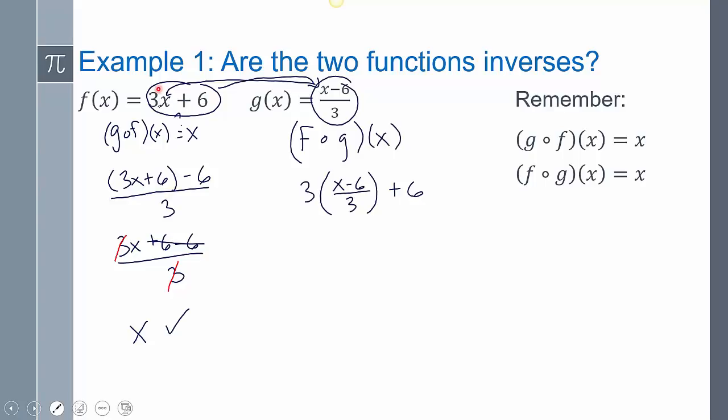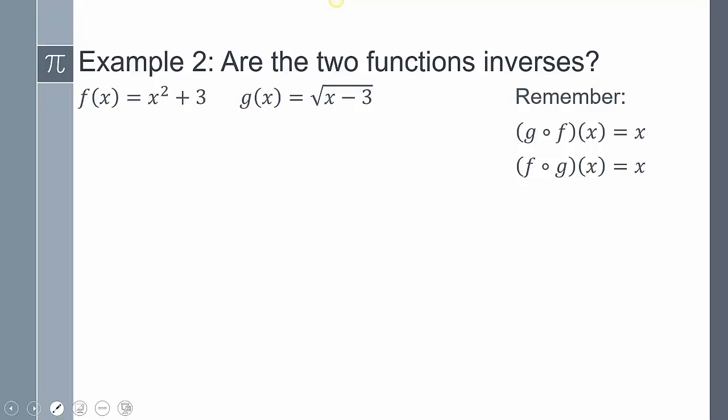And so 3 times my g function plus 6. Well, the 3's are going to cancel out. The negative 6 and the positive 6 are going to cancel out, and I'm going to be left with x. So because I showed both of these compositions, g of f of x and f of g of x, and they both equaled x, I can now conclude these are inverses of each other. Now, if in one of these situations they were not x, then I would say they are not inverses of each other. So let's show another one.